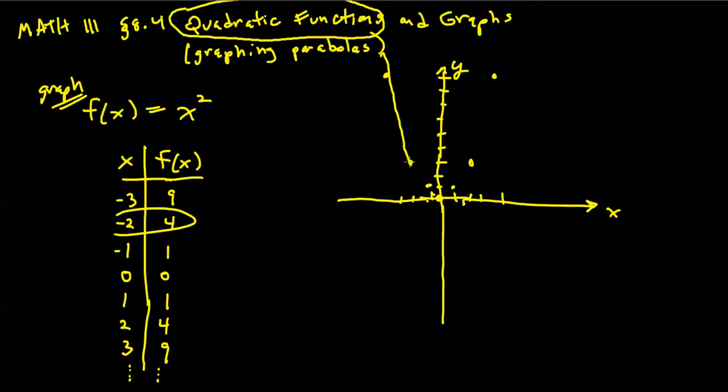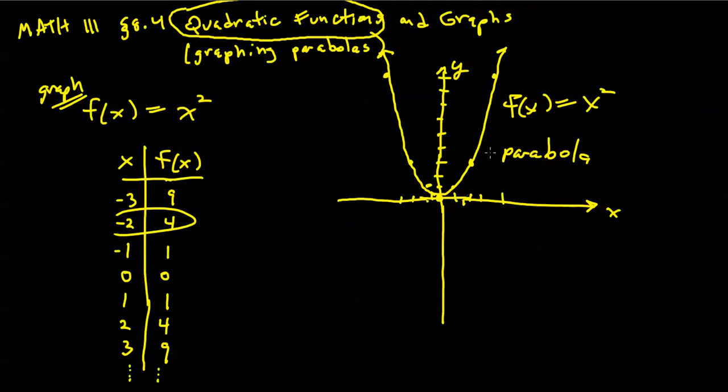We've got a parabola. Here we go, a little bit better. Both ends of this parabola go off to forever in both directions. I'll call this the graph of f of x equals x squared, and that's everybody's first parabola. Okay?